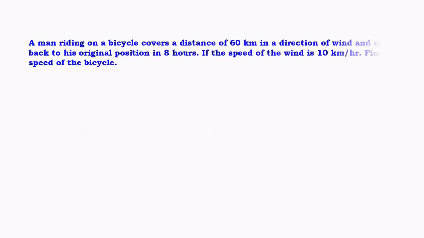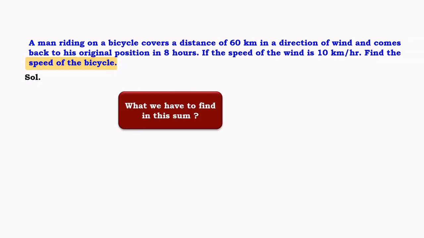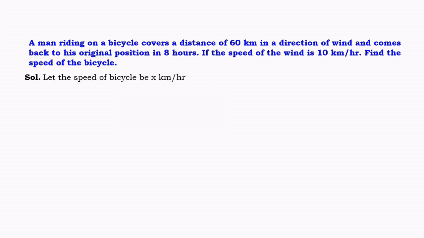Let's read the question carefully. A man riding a bicycle covers a distance of 60 kilometers in the direction of the wind and comes back to his original position in 8 hours. If the speed of the wind is 10 kilometers per hour, find the speed of the bicycle. The question asks us to find the speed of the bicycle. Do we already know the speed of the bicycle?